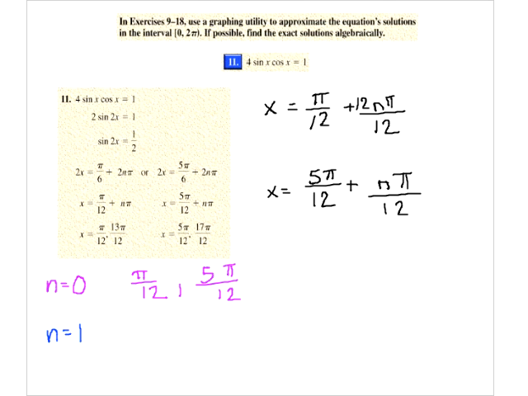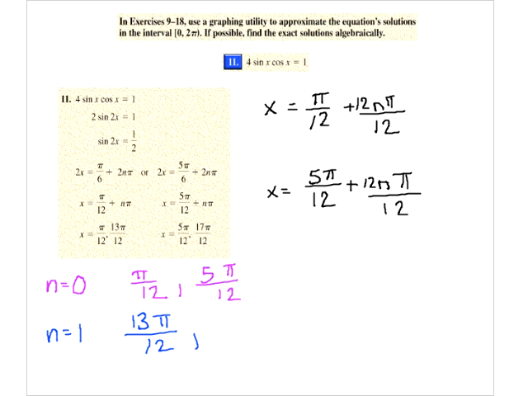So 12 pi plus 1 pi is 13 pi over 12. 5 pi plus 1 pi is 6 pi. Oopsie, I forgot my 12. No wonder that wasn't making sense.